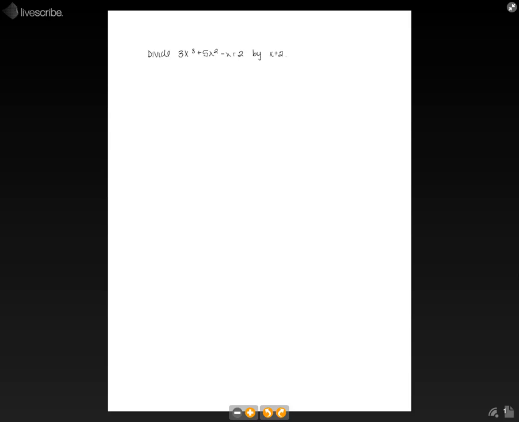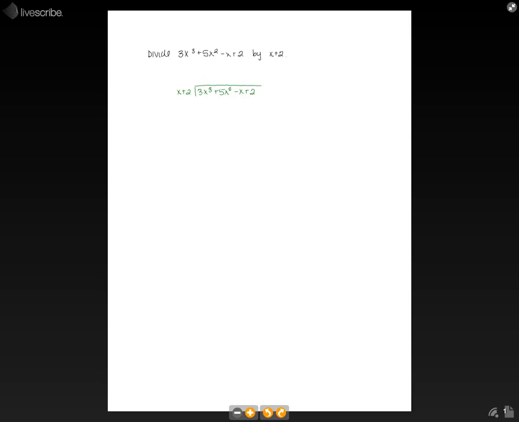Alright, so let's set this up just like a long division problem. So 3x cubed plus 5x squared minus x plus 2 is going to be under the division sign, and outside is going to be x plus 2.